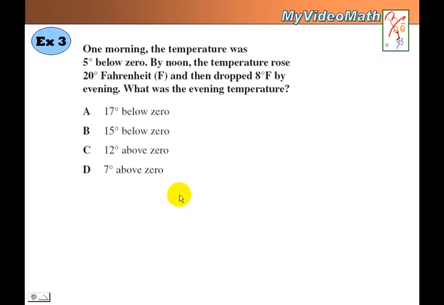This example. One morning the temperature was 5 degrees below zero. By noon the temperature rose 20 degrees Fahrenheit and then dropped 8 degrees Fahrenheit by evening. What was the evening temperature?